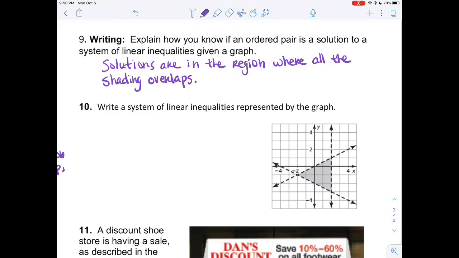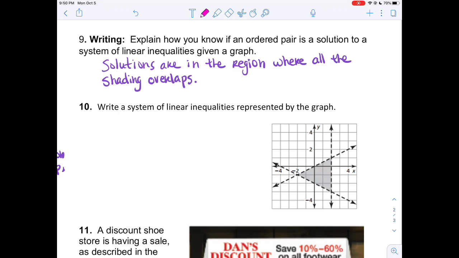Problem number 9 is a writing problem. It asks us to explain how you know if an ordered pair is a solution to the system of linear inequalities given a graph. And we've seen that in our previous problems, where the solutions have to be in the region where all of the shading overlaps.